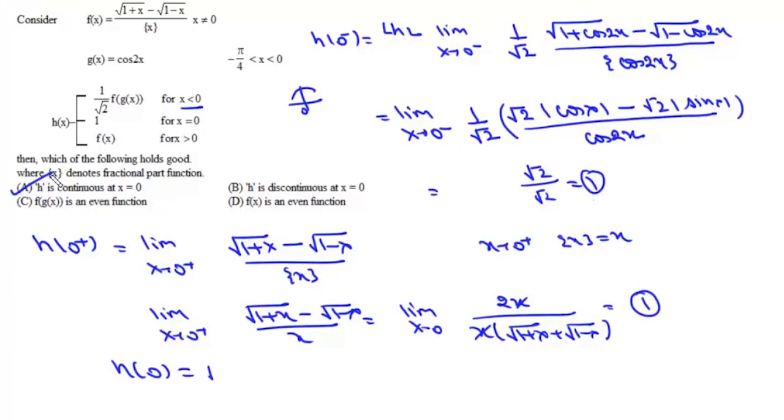Now it says f of g(x) is an even function. If we look at this, g(x) is defined only on the left neighborhood of 0. So we cannot ascertain that f of g(x) is an even function because it is not defined on the right hand side of 0. So this option C is incorrect, and f(x) is an even function.